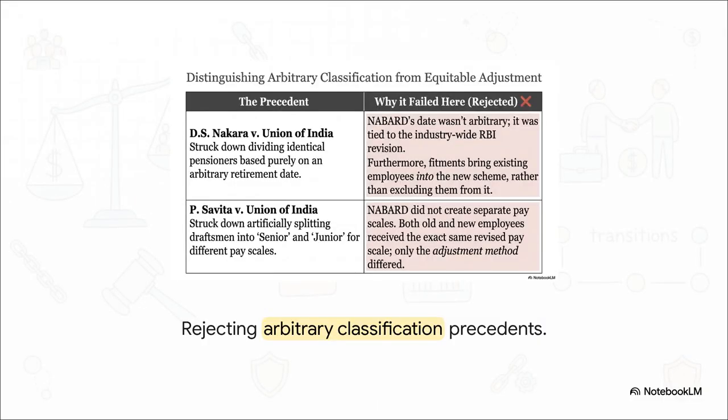So, how did the actual arguments play out? Well, the petitioners tried to rely on some older Supreme Court precedents to prove discrimination. They cited cases like DS Nakara, which struck down dividing identical pensioners based on an arbitrary retirement date. They also brought up Pisa Vita, a case that struck down artificially splitting draftsmen into senior and junior just to give them different pay scales. But these arguments failed. Why?